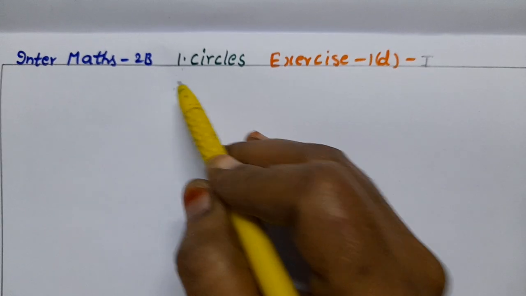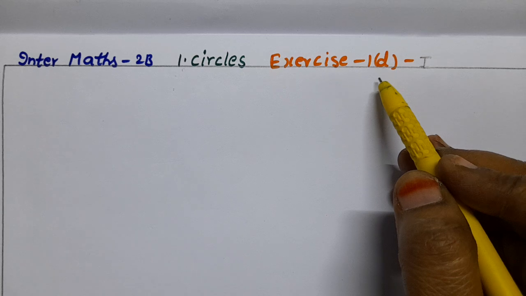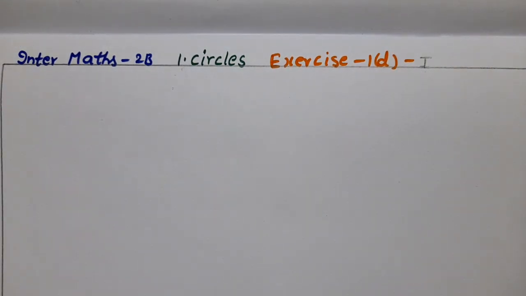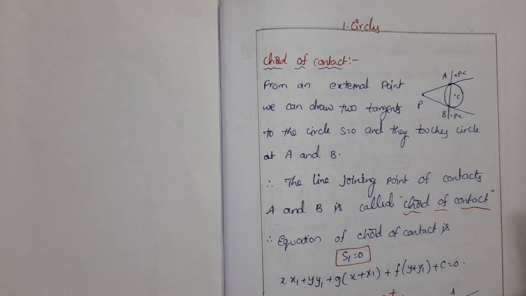Enter Max, first chapter: Circles. Exercise 6D, first Roman. Once again, recollect the formula.